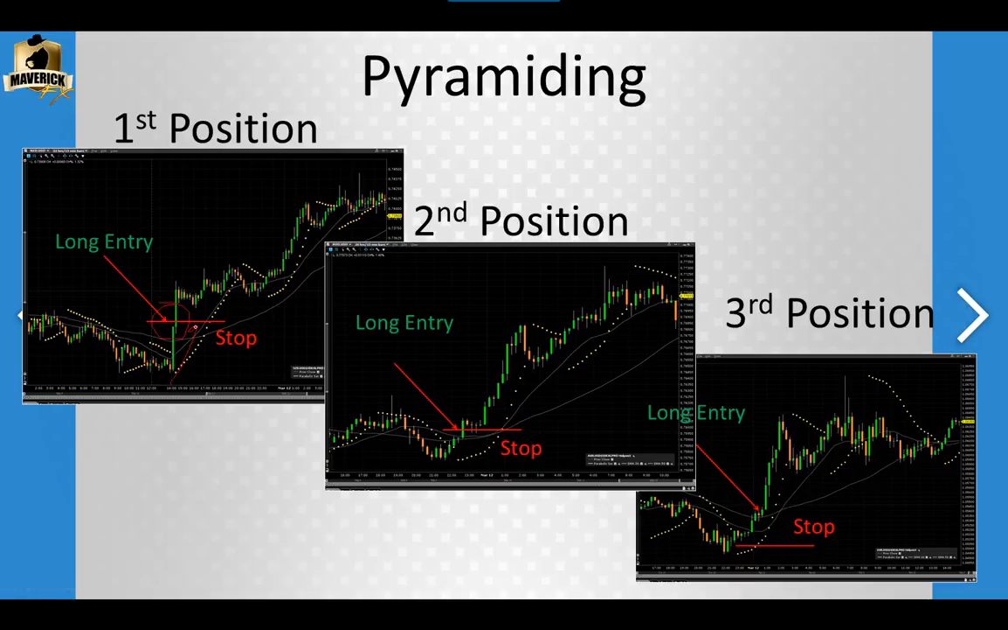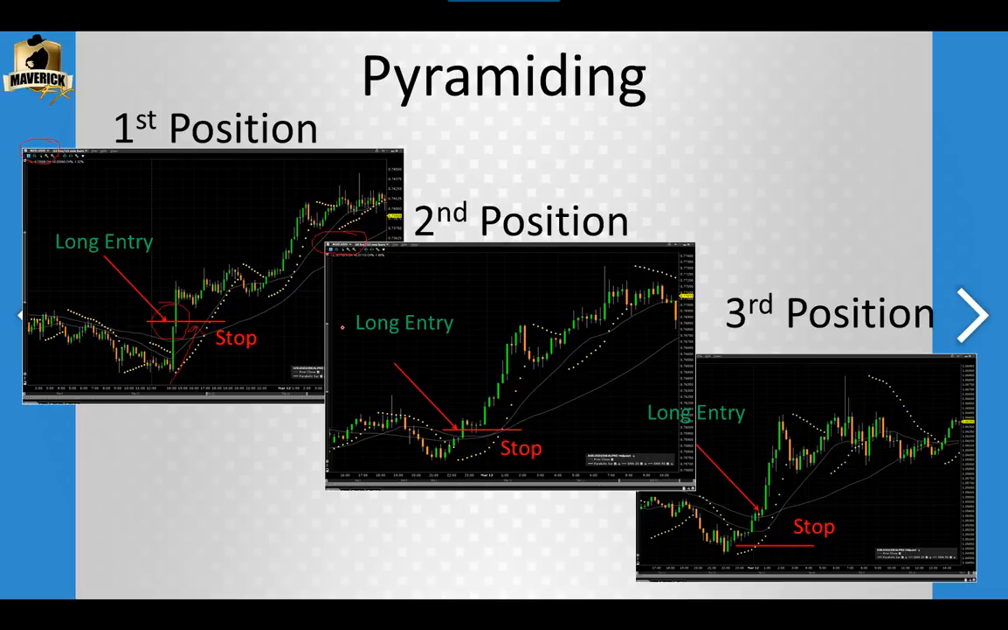Once we moved the stop up, we said, hey, let's pyramid another position. We took a position in Aussie dollar after that. So at this point, we are now in Kiwi dollar long and Aussie dollar long. So we're basically double short the dollar.